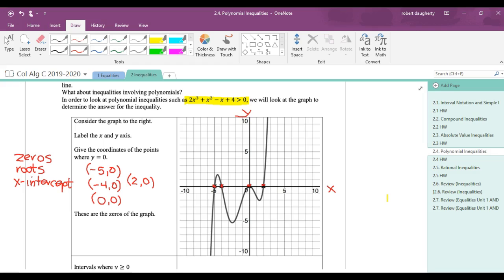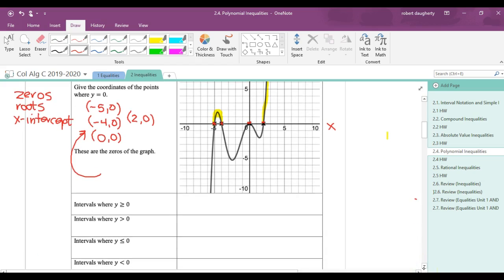So if I look at this graph, here's a section where that graph is greater than 0. Here is a section where that graph is also greater than 0, okay? So what I've listed here, actually the zeros of the graph, that's what you see here. So if I'm looking at where this graph is greater than 0, those are the pieces that you see above the x-axis.